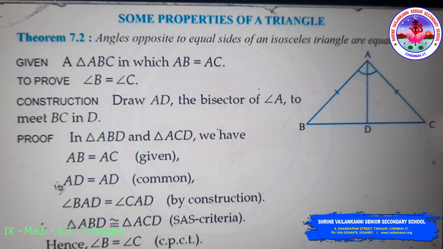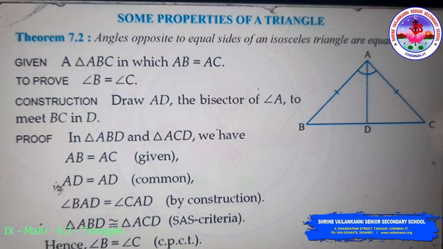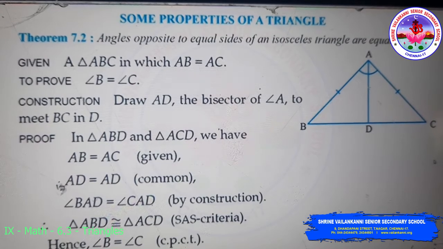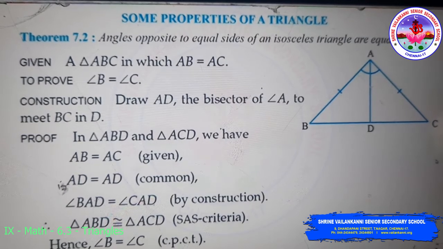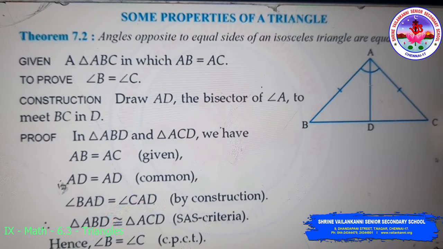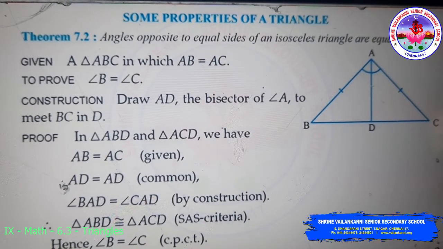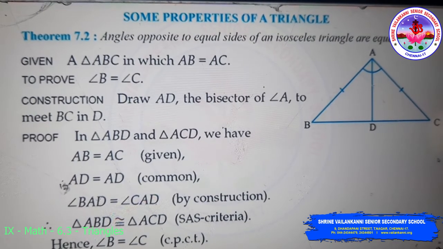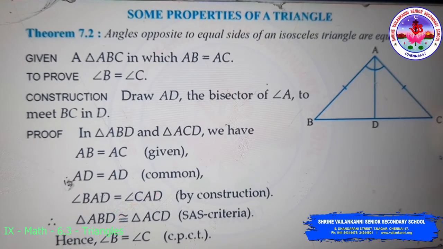Now we construct line AD, which is the bisector of angle A and meets BC at D. Let us consider triangles ABD and ADC. In these two triangles, AB is equal to AC by the given statement. Second, AD is common to both the triangles. Third, angle BAD is equal to angle CAD, since AD bisects angle A, dividing it into two equal angles.